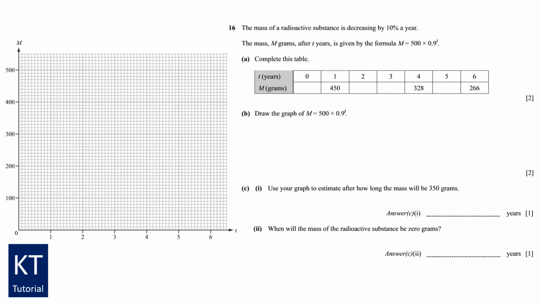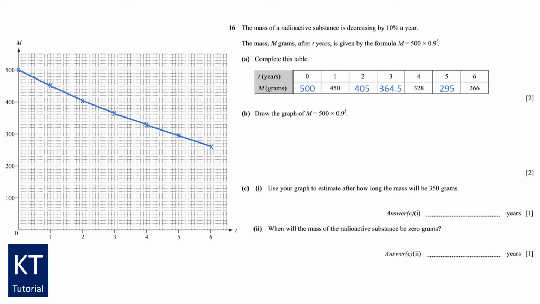Question 16. The mass of a radioactive substance is decreasing by 10% a year. The mass, m grams, after t years is given by the formula. Complete this table. By inserting the appropriate values of t into the formula, we could derive m as being 500, 405, 364.5, and 295 respectively.